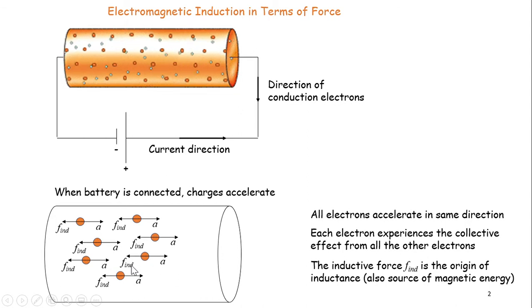This inductive force is the origin of inductance, and it is also the source of magnetic energy, because the inductive force is the one that has to be overcome by the electrons when they are accelerated to establish the current.